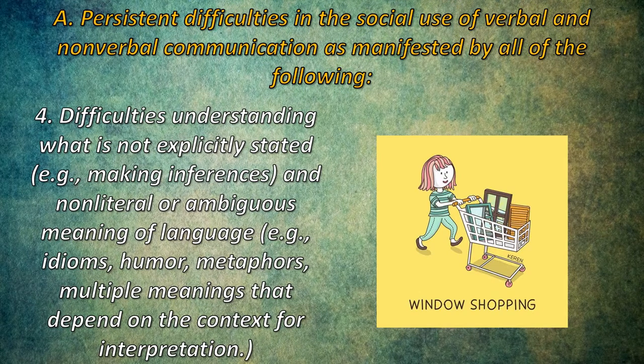Subsection 4 is difficulties understanding what is not explicitly stated, for example, making inferences and non-literal or ambiguous meaning of language. For example, idioms, humor, metaphors, any type of figurative language. For example, window shopping. Someone with social communication disorder, if you just said window shopping to them and they hadn't had a context where they've understood it before, they're not going to understand that window shopping means you're not going to buy windows, you're going to look through windows and just browse. That's an example of this.